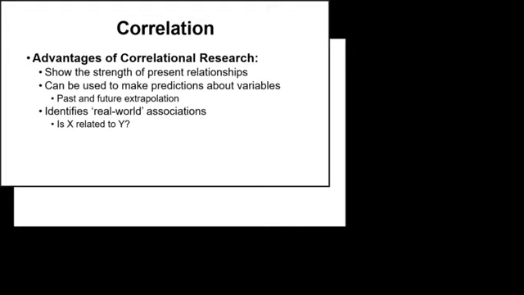You can also do that if, say, you only measured people between particular ages, but you want to guess what you would have for someone a little bit older or a little bit younger. So you can fill in the gaps in your research using predictions from that setup. And again, this helps us identify the potential for real-world associations. Is X related to Y?